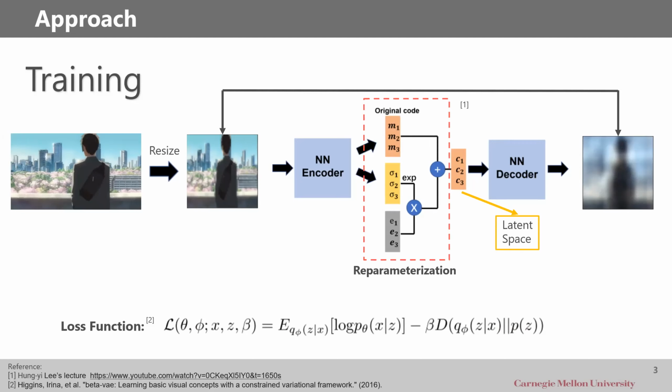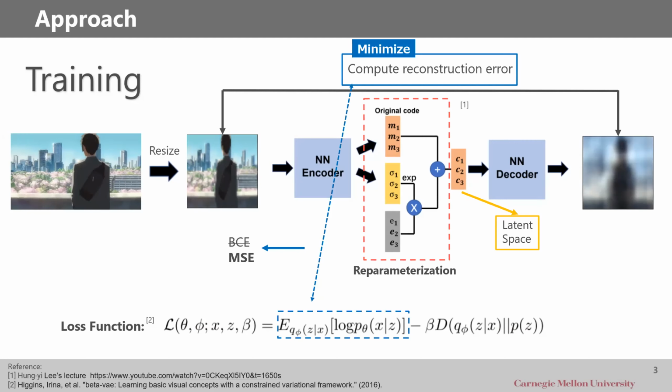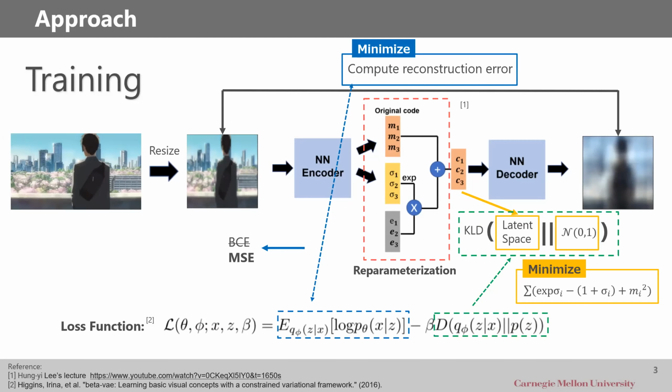The loss for training consists of two parts. The first one is the reconstruction error, and we use MSE. The second one is the KL divergence between the assumed distribution of the latent space and the real distribution. The beta stands for beta-VAE, and it can increase disentanglement.